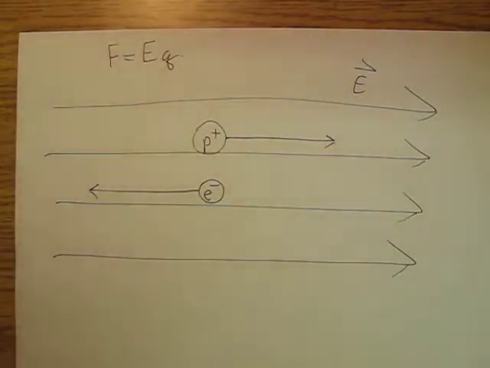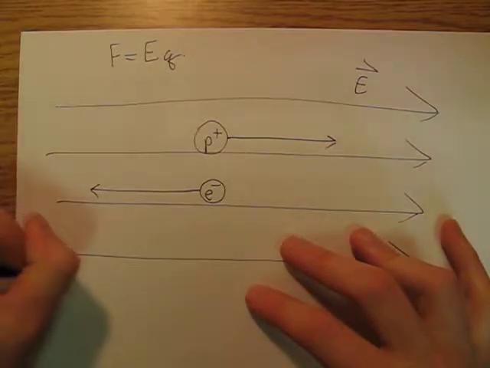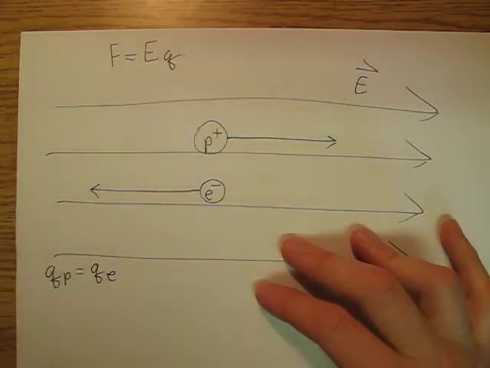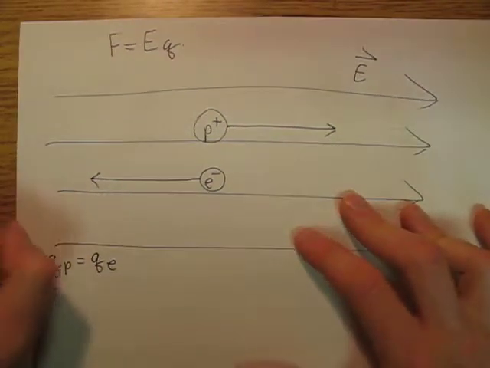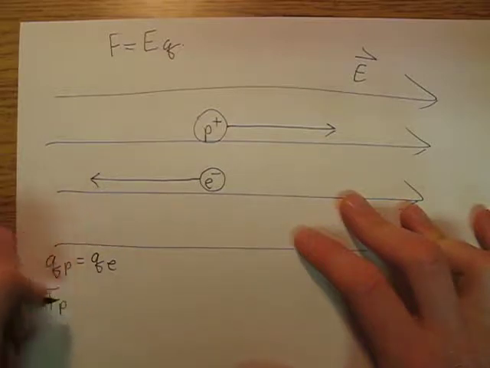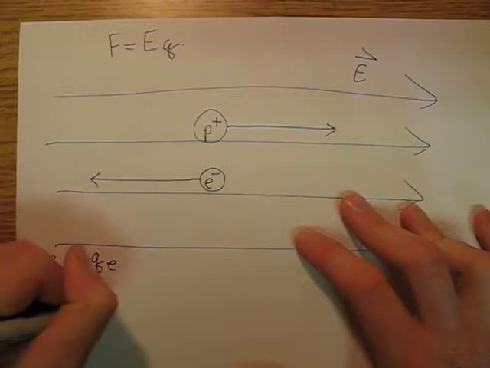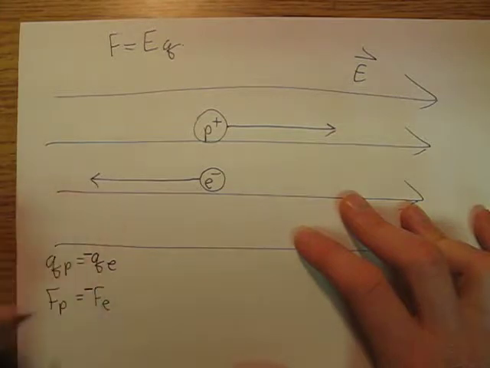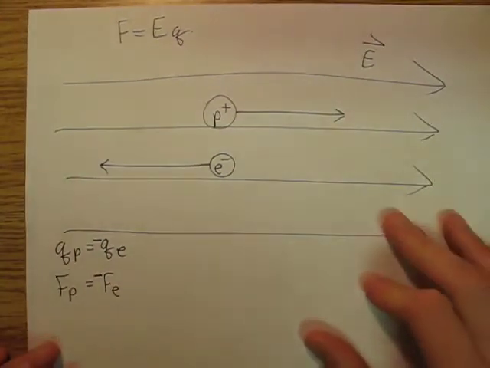Now, what I know is that the Q for a proton is equal to the Q for an electron. So if I dump them into the same electric field, I know that the force on the proton is going to be equal to the force on the electron. Well, I should put an equal and opposite there. So they're going to have the same force.